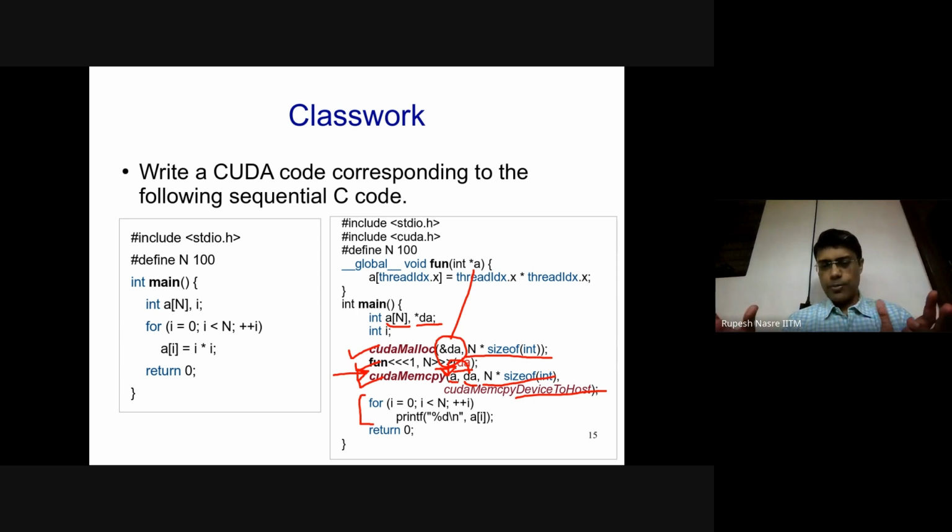For example, if you do typecasting and mark it as char star A instead of int star A in the function, then you might be accessing a different set of bytes than what is expected.